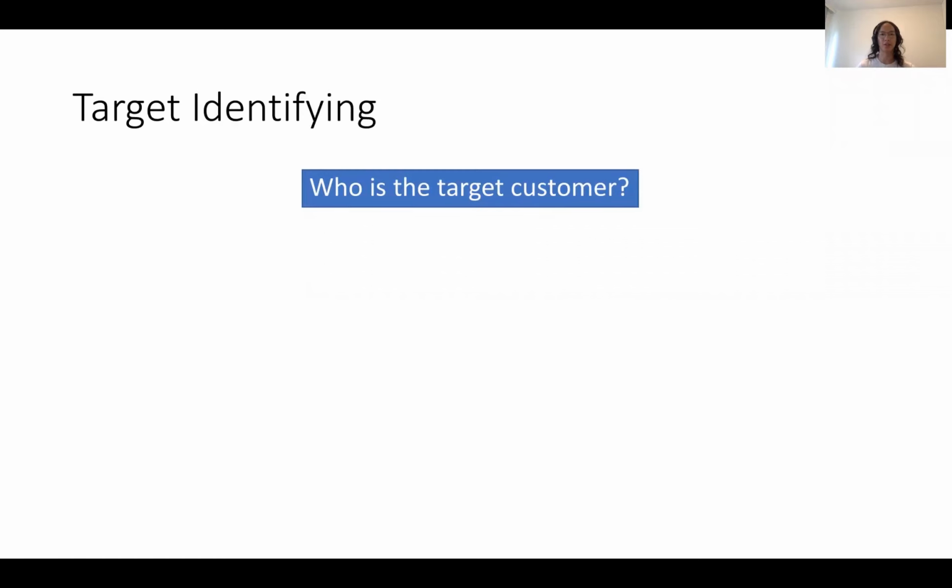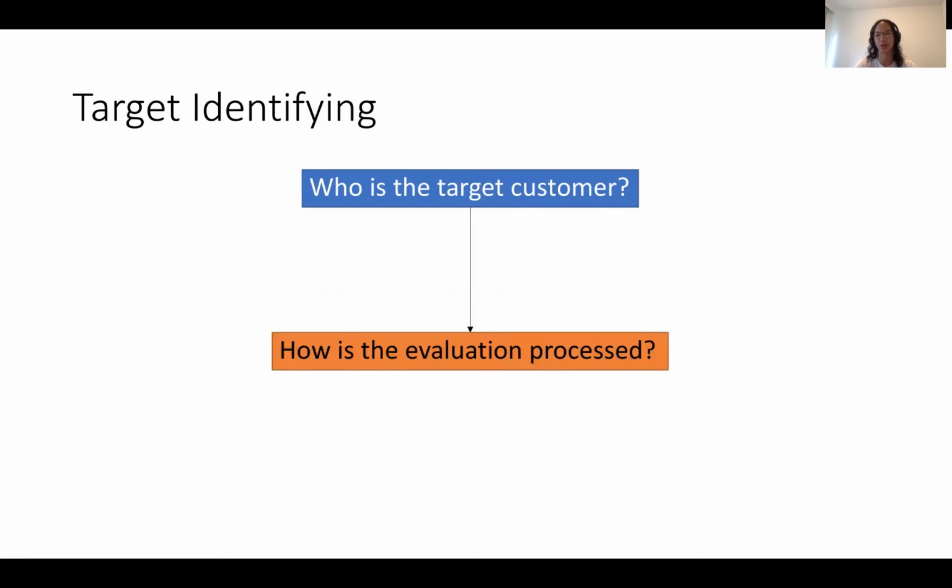So the first thing we need to do for every given problem is to identify the target customer. So who is our target customer? In this competition, we couldn't know, because we don't know exactly who we will recommend the books to. So we changed our question into how the evaluation process works. We know that there are some pages where the books appear and people will recommend them.